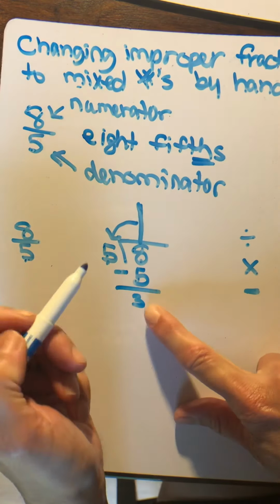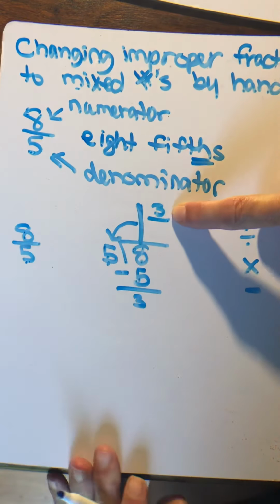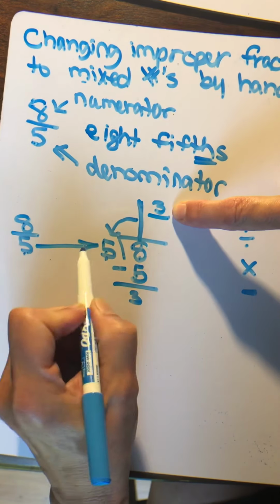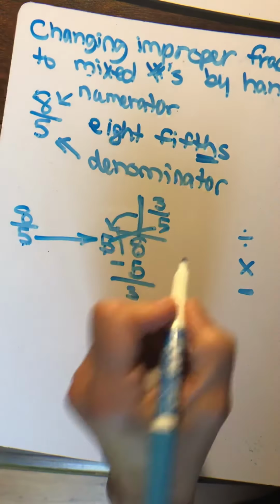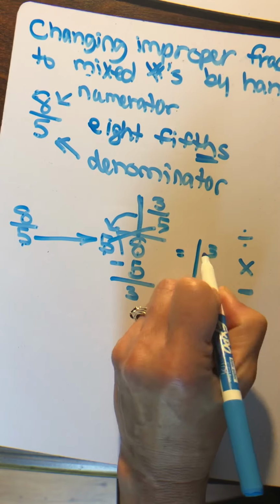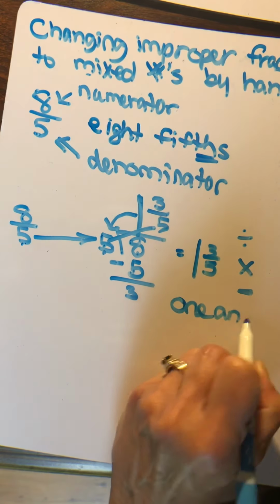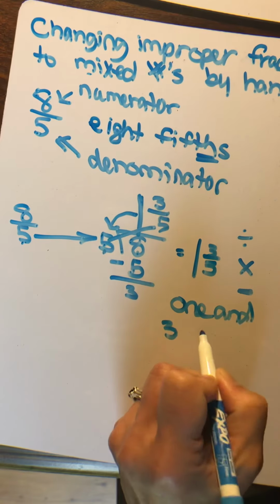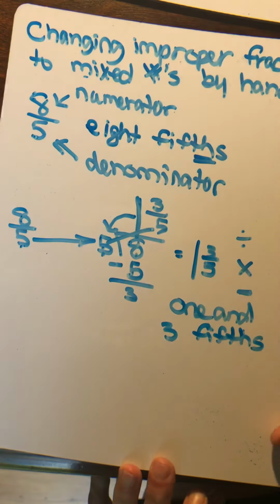So the 3 becomes your numerator, goes to the top of your new fraction that you're making here, and you keep the same denominator. So we read this as 1 and 3/5. 1 and 3/5. And that's how you change it by hand.